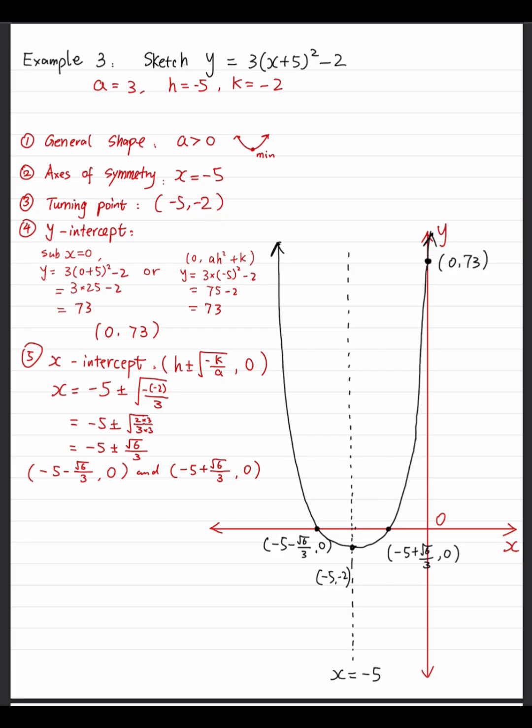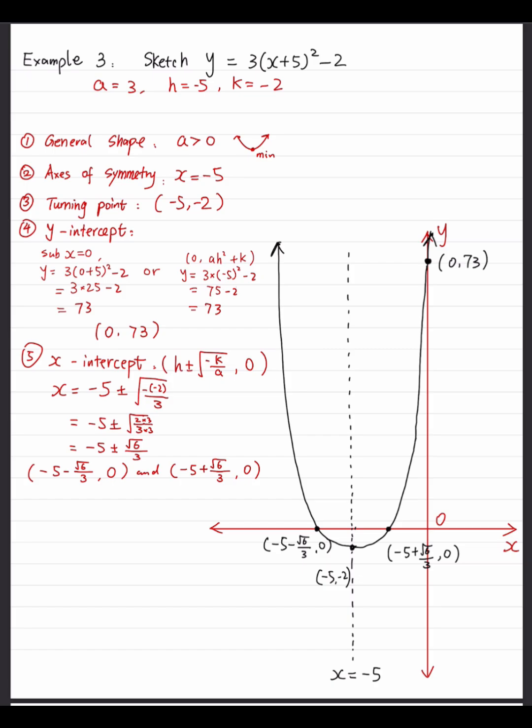The next key feature, which is the y-intercept. So again, substitute x equals 0, or alternatively, using my summarized formula here, you should all get the same, which is 73. So 0, 73. Finally, we have the x-intercept. Recall that formula here. By substituting k and a, we can see that because a and k hold different signs, after all, negative k over a will be a positive number. And in this case, it is a third.